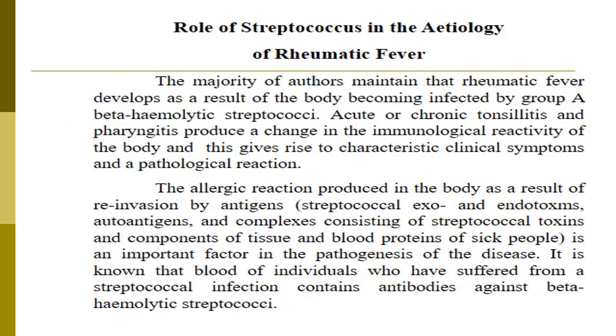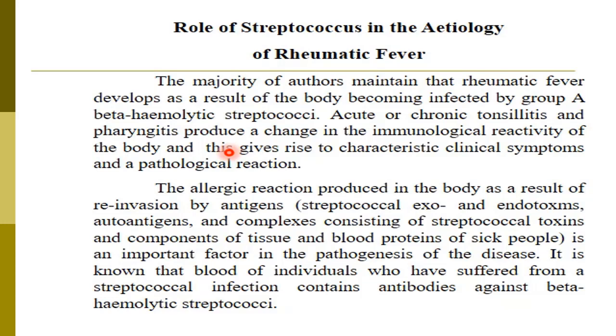The majority of authors maintain that rheumatic fever develops as a result of the body becoming infected by group A beta-hemolytic streptococci, either acute or chronic. Tonsillitis and pharyngitis produce a change in the immunological activity of the body. So here we are talking about post-streptococcal sequelae: rheumatic fever and acute glomerulonephritis.